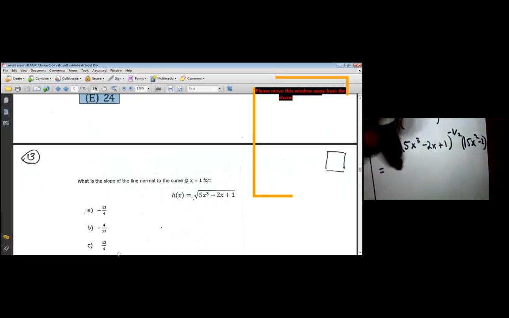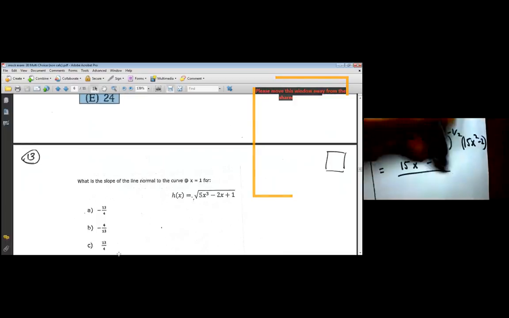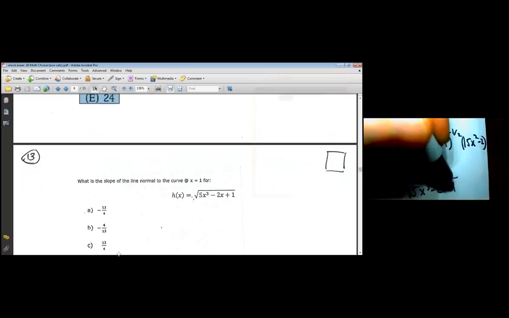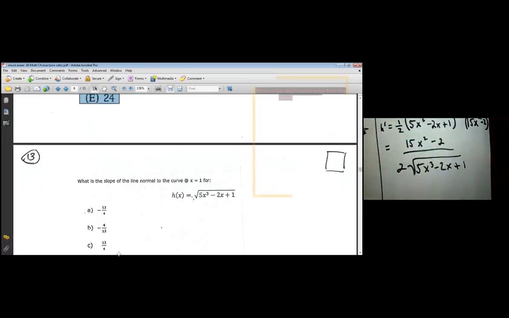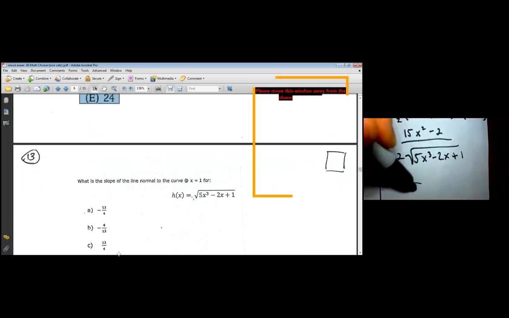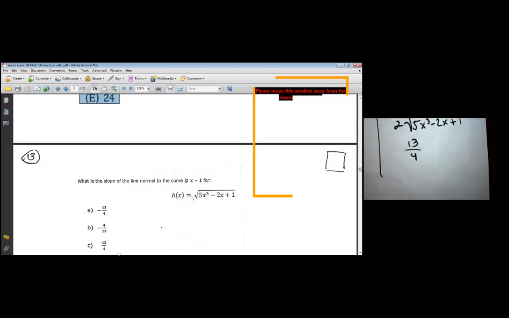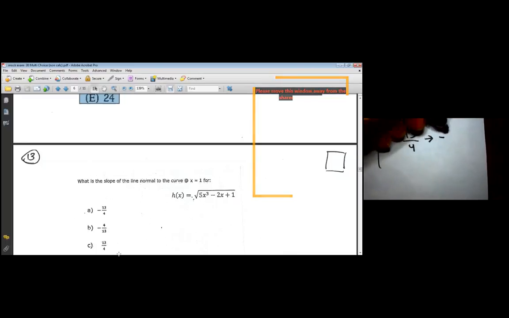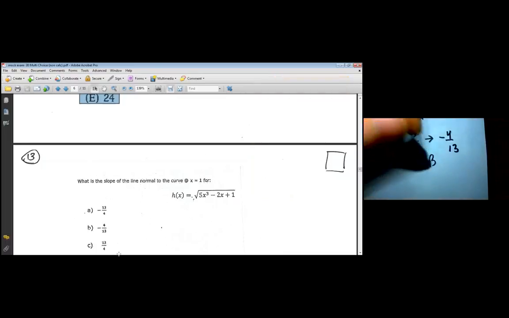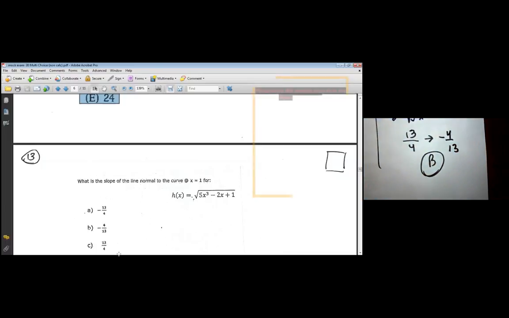That's really 15x squared minus 2 over 2 square root of 5x to the third minus 2x plus 1. Into that, they're asking us to plug in 1. Works out nicely. That's 5, that's 3. Another one makes 4 on the bottom. Square root of 4 is 2. So that gives us a 4 on the bottom, gives us a 13 on the top. Okay, so the tangent slope is 13 over 4, means the normal slope is negative 4 over 13, choice B. Choice B.